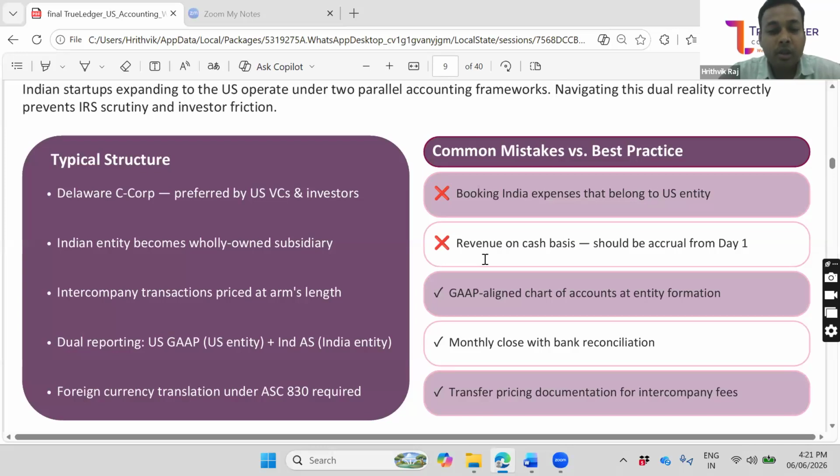Then monthly you close your books of accounts, so that all the transactions you have in the bank are categorized. That gives a clear picture. And after this, if you're maintaining the books of account, then you should maintain your transfer pricing documentation for intercompany fees.